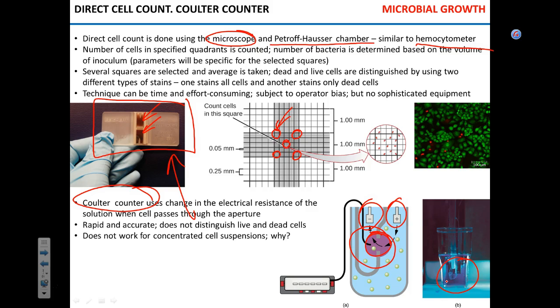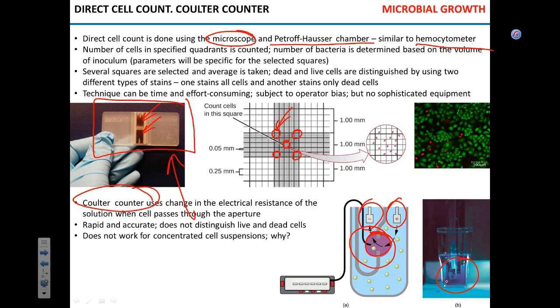Every time a cell passes, the electrical resistance changes. It can be registered by the automated system. So every cell will be counted automatically and pretty quickly. So that's the advantage of the Coulter counter. Rapid, no manual work, no bias, can be automated.